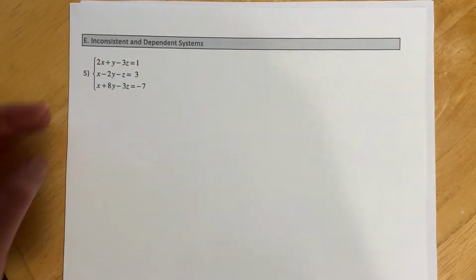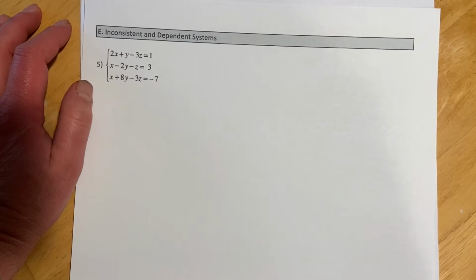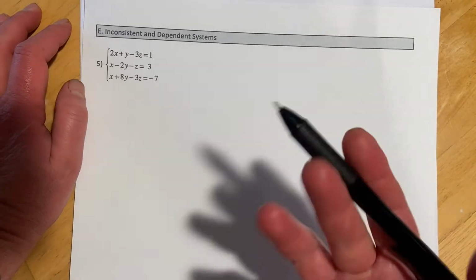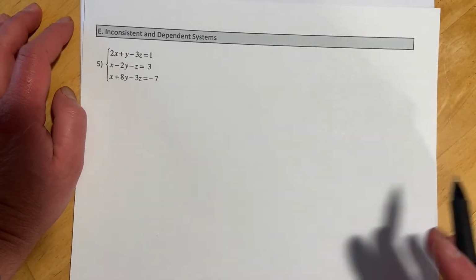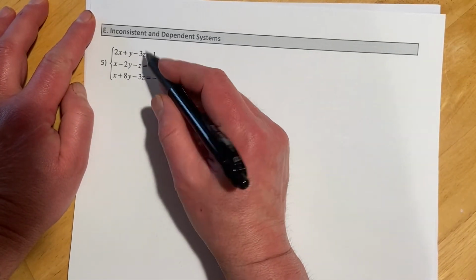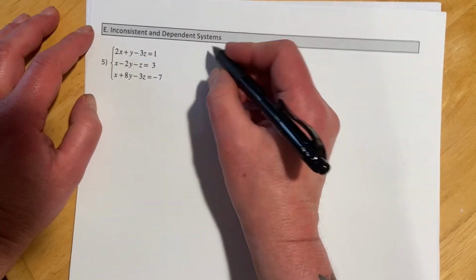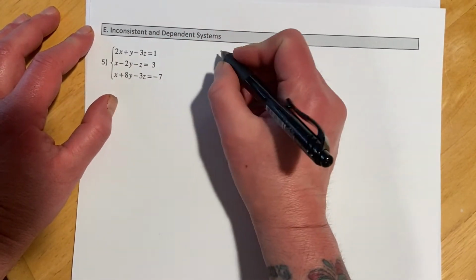Hey everyone, this is Derek, and in this video we're going to be looking at three equations, three unknowns again. This will be the kind where they're either going to come up inconsistent or dependent. So let me just show you what that will look like. Looking at this problem, I think I will eliminate the x's just because that seems like the easiest way.